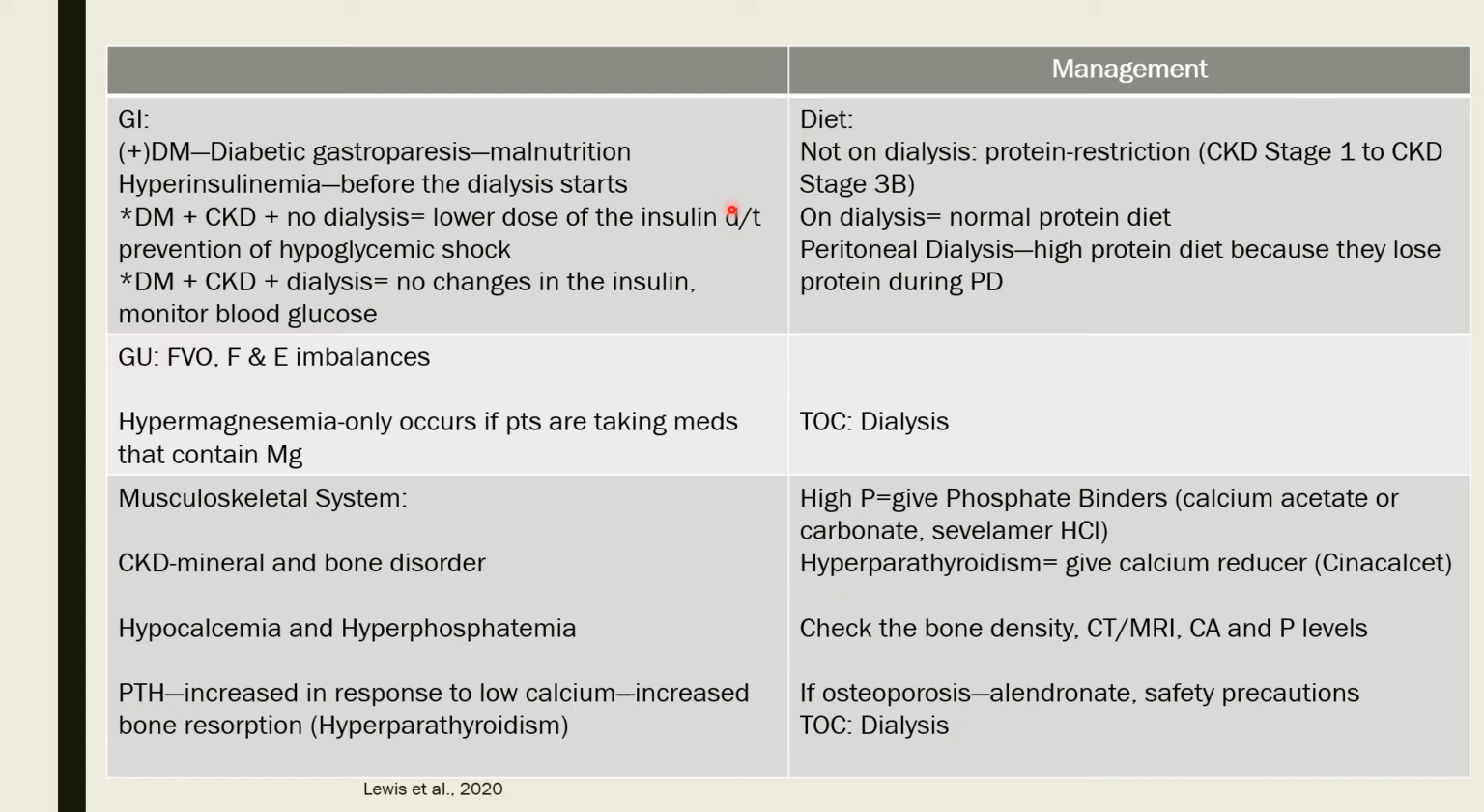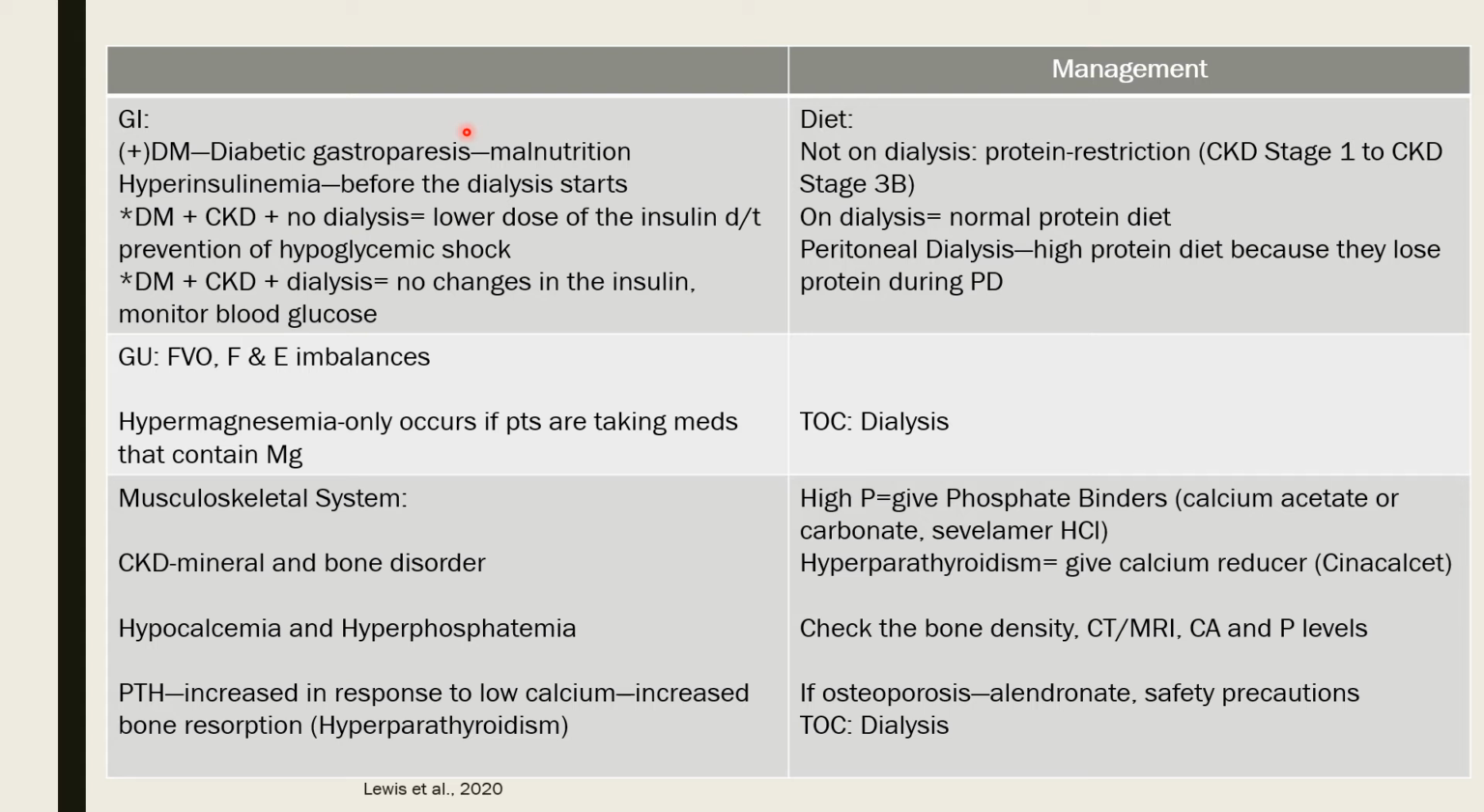Now for GI, I know this seems like a lot. The problem with patients who have chronic kidney disease is that they can develop diabetic gastroparesis. So they're at risk of developing malnutrition, especially if they are diagnosed with diabetes. That's a big problem. So they're on dialysis, they have insulin, and we have to monitor their glucose level. And we need to make sure that they are compliant.